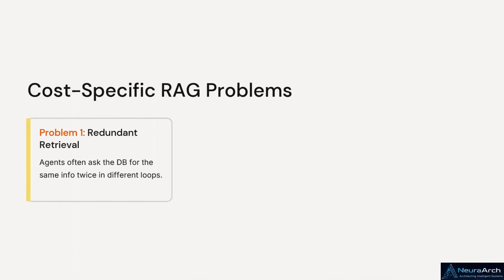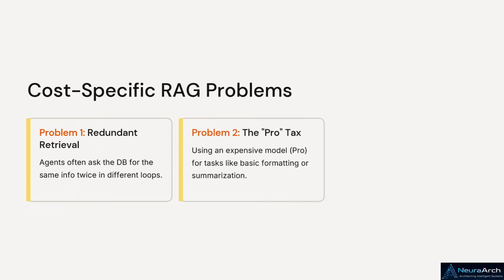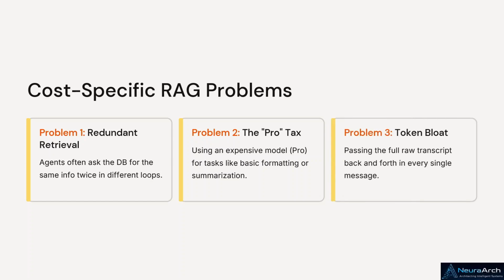So the things are: redundant retrieval is the first problem. Then using a pro model is another problem. We will call it the pro tax. And third is token bloat. We will go one by one.